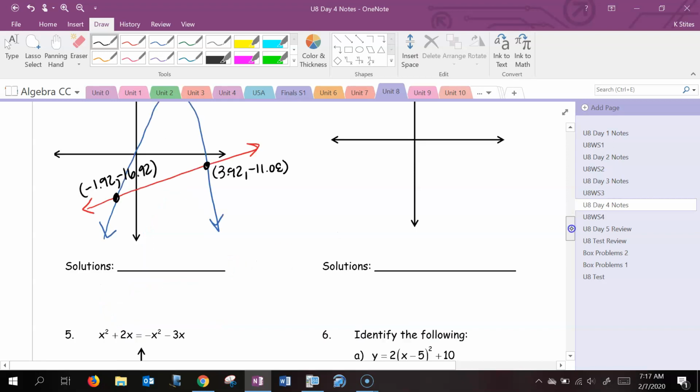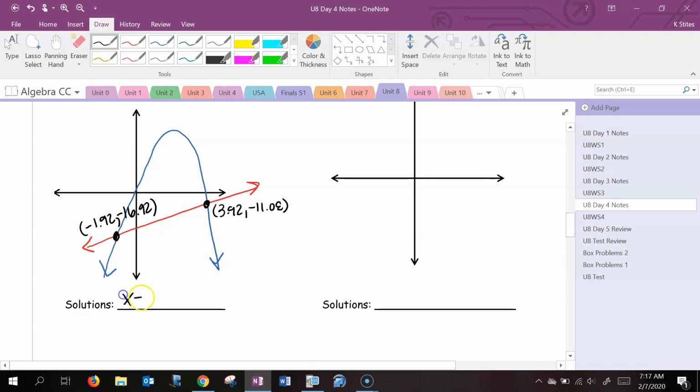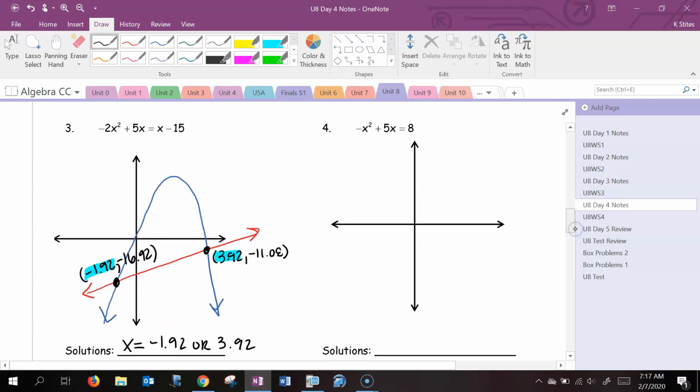All right, label for me. And then again, your solutions are just your x's. So we'd have the 3.92 and the -1.92. And your order doesn't matter. Okay? All right. See, this is no problem at all.